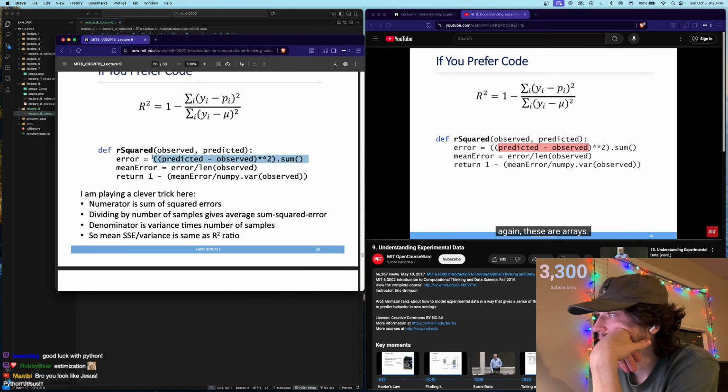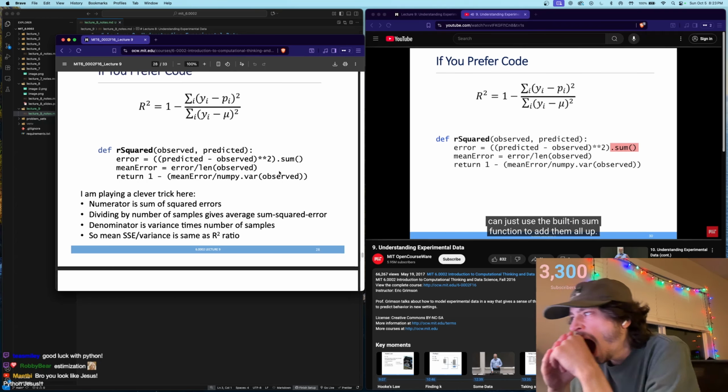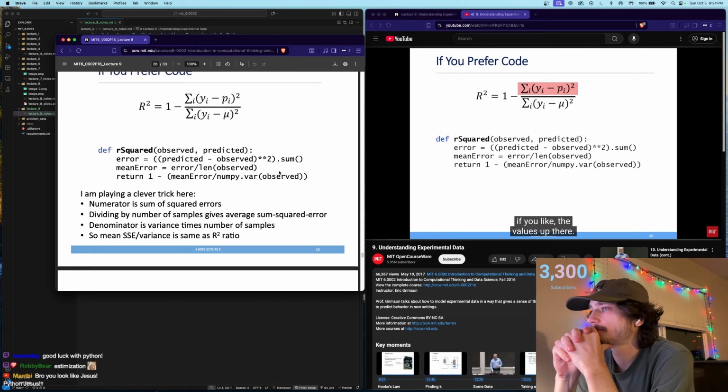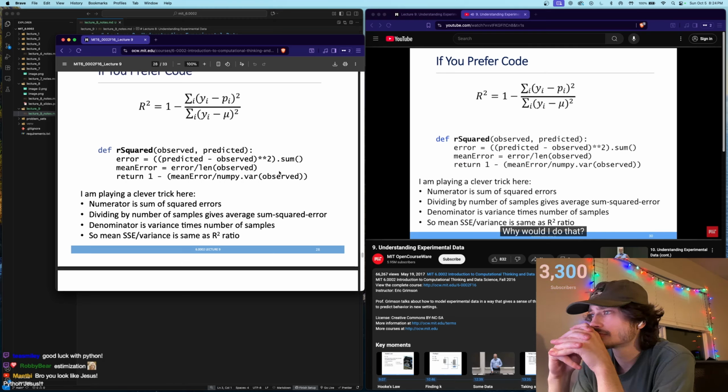Again, these are arrays, so I'm going to take the difference between the arrays. That's going to give me piecewise or pairwise that difference. I'll square it. That's going to give me at every point in the array the square of that distance. And then, because it's an array, I can just use the built-in sum function to add them all up. So that's going to give me, if you like, the values up there. And then I'm going to play a little trick. I'm going to compute the mean error, which is that thing divided by the number of observations. Why would I do that? Well, because then I can compute this really simply.